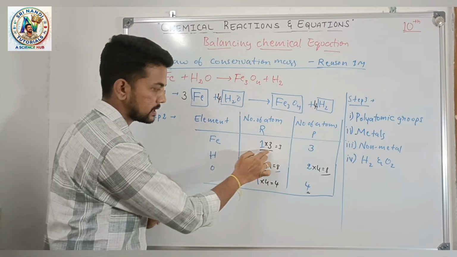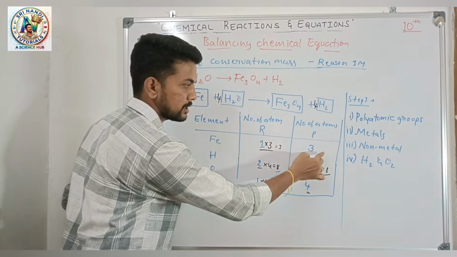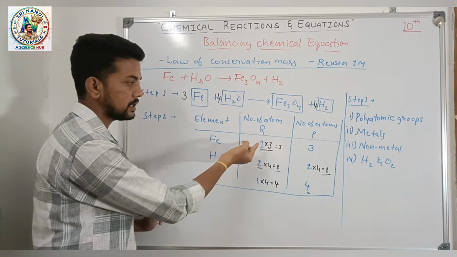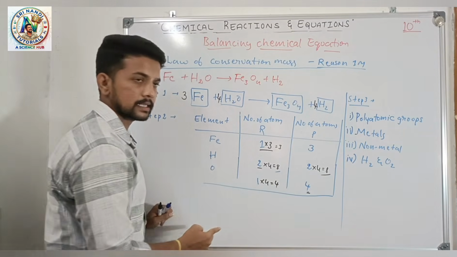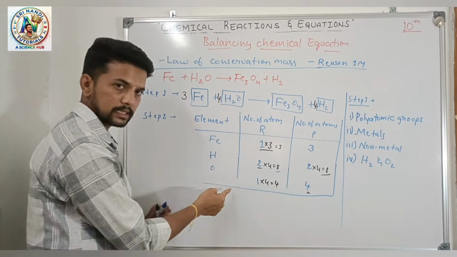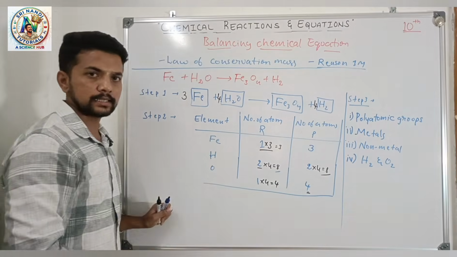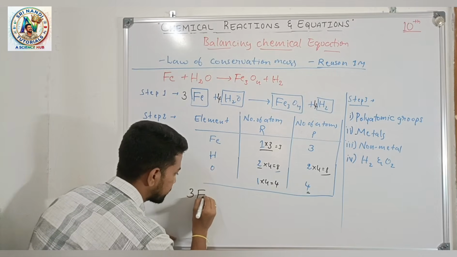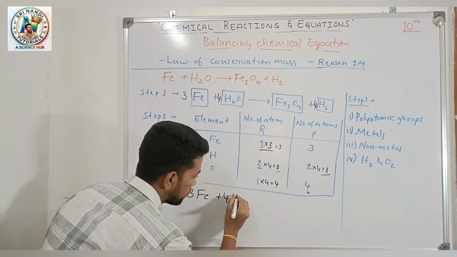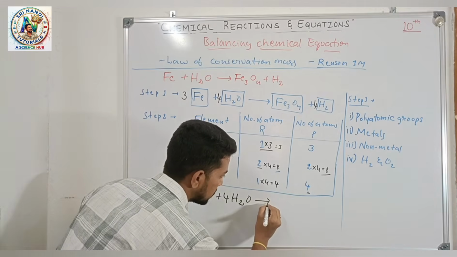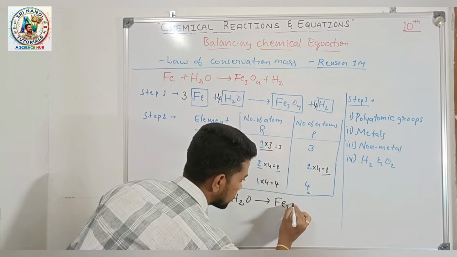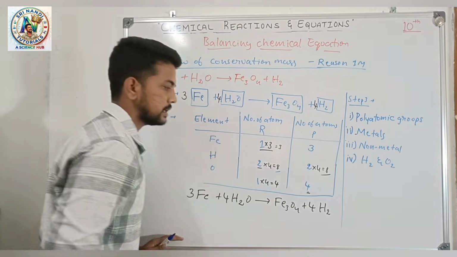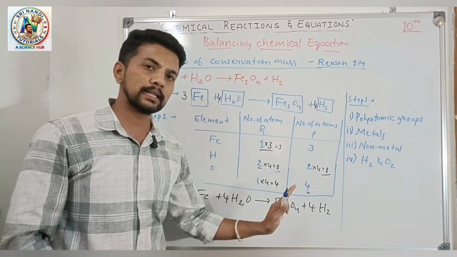Now if we check, there is a presence of 3 iron atoms in the reactant side, 3 iron atoms in the product side. Then there is a presence of 8 hydrogen atoms in the reactant side, 8 in the product side. Then 4 oxygen atoms in the reactant side, 4 in the product side. Here it is complete, right? So the final equation is 3Fe plus 4H2O. It gives Fe3O4 plus 4H2. This is the final balanced chemical equation.